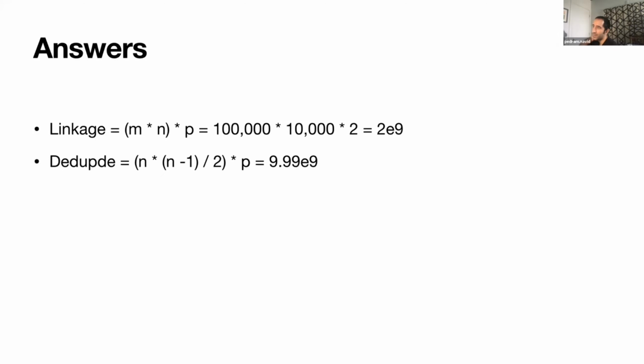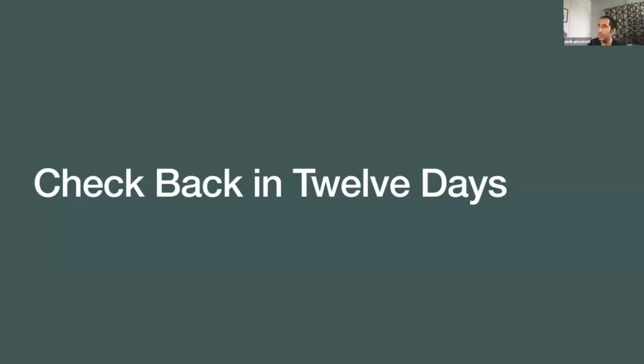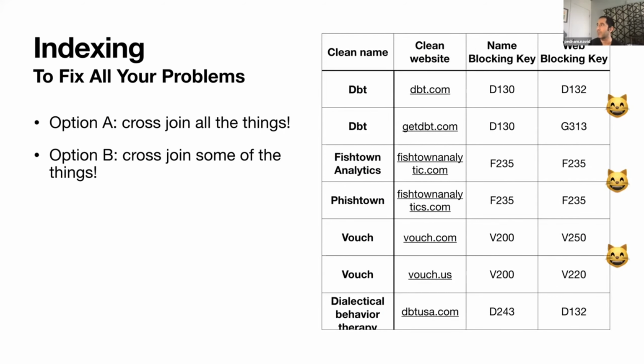If I did the math right, it's like 2 billion for the first one and 10 billion for the second one. Essentially, you're checking every single record against every single other record, times the number of predictors. In the deduping case, you divide that by 2, and you still get too many comparisons. No one wants to do all these comparisons. So you check back in 12 days, hope your script runs, and it's not going to because you ran out of memory. Indexing fixes that problem.